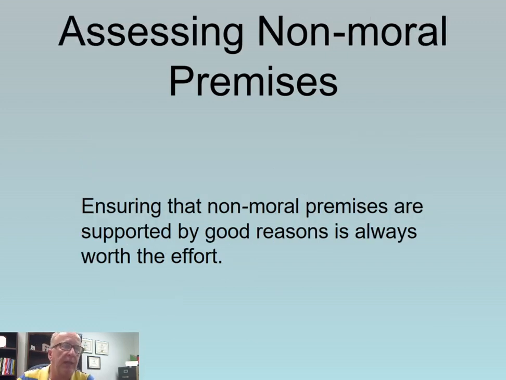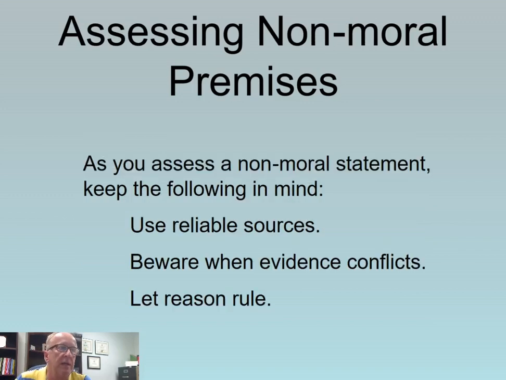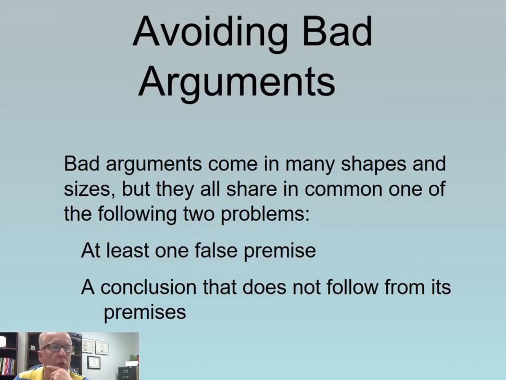Now, when we look at non-moral premises, we have to ensure that non-moral premises are supported by good reasons. It's always worth the effort. Now, if you look at a non-moral statement, we have to keep the following in mind. We have to use reliable resources. We have to beware when evidence conflicts, and we have to let our reasoning and our moral reasoning rule. Now, bad arguments come in many shapes and sizes, but they all share in common one of the following two problems: at least one of the premises is false, or the conclusion doesn't follow from its premises.